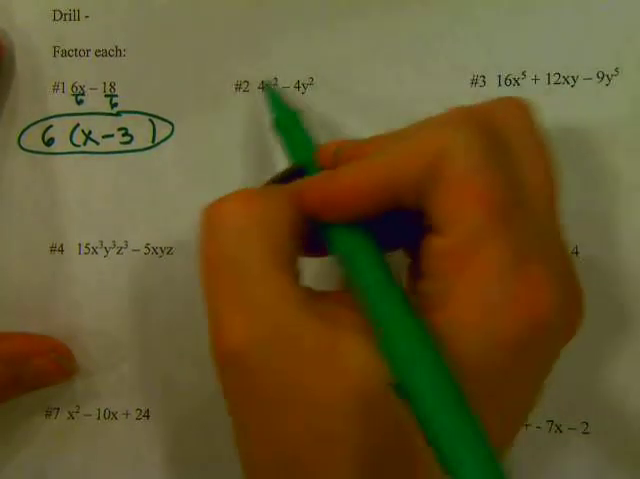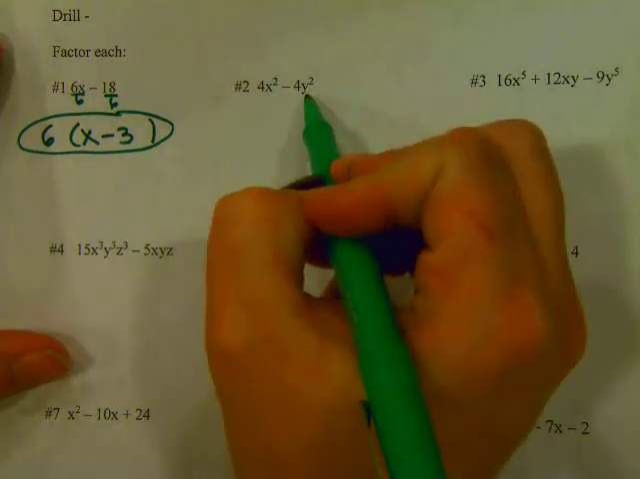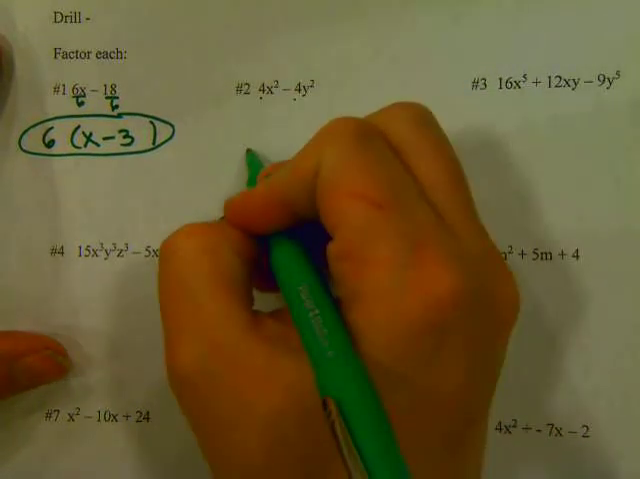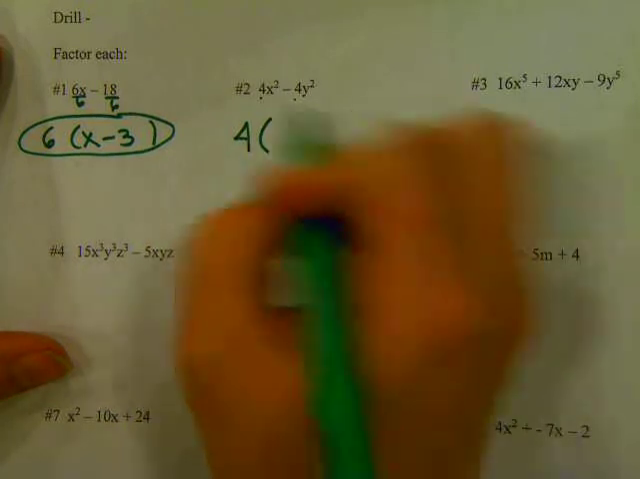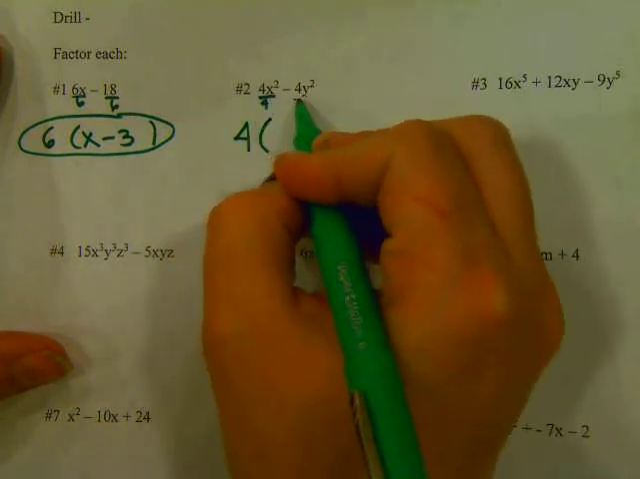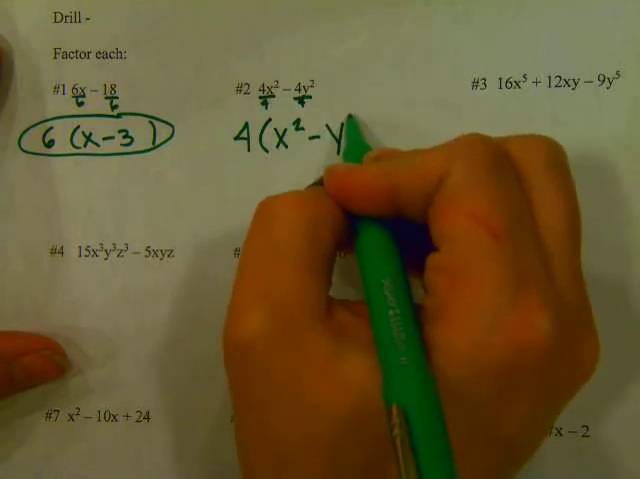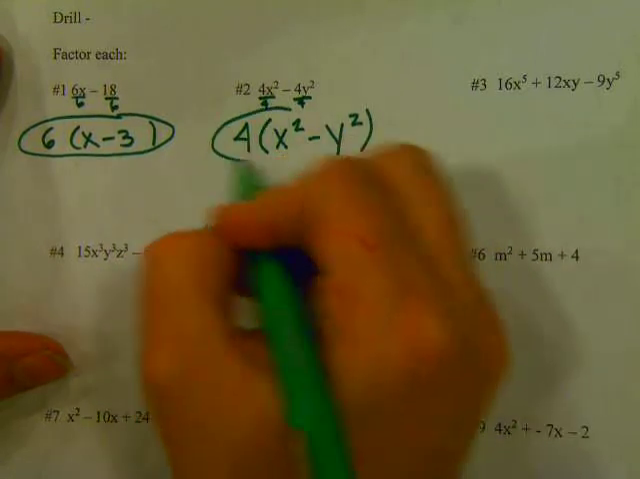Let's look at number 2. Well, this is an x squared, that's a y squared, so you don't have to worry about the letters, but the highest number between 4 and 4 is 4. So you do need to take out the 4, and when I say take out, I do mean divide. So when we divide out by 4, you get 1x squared minus 1y squared. And this is your answer.